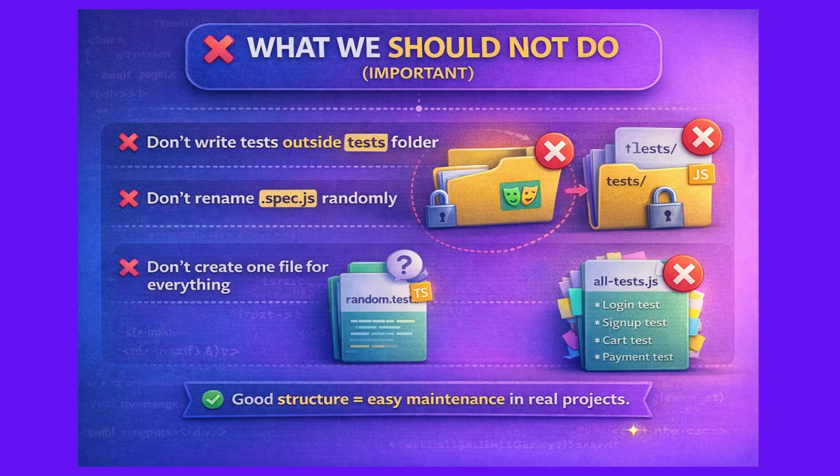When writing tests, don't write tests outside the tests folder, and don't rename .spec.js randomly. Don't create one file for everything. This is a good habit, or you can say good structure, and easy maintenance in real projects. In real companies, automation projects can have hundreds of test files. That's why understanding file structure early makes you look like a professional tester.